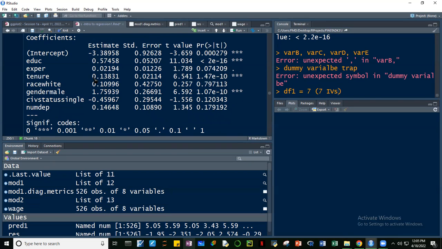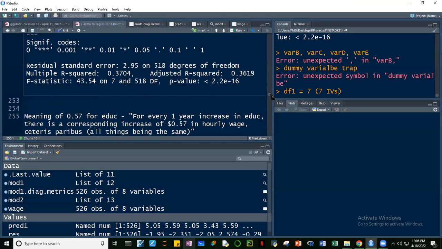So you come up with your model that hourly wage is equal to negative 3.38 plus 0.57 times education, plus 0.02 times experience, plus 0.14 times tenure, okay? And then plus 1.76 times gender, and then we ignore the other three. Yung tatlong yan, tatanggalin natin. Okay, but that should not be the case, guys, which I'm going to explain now. That's not the right procedure.